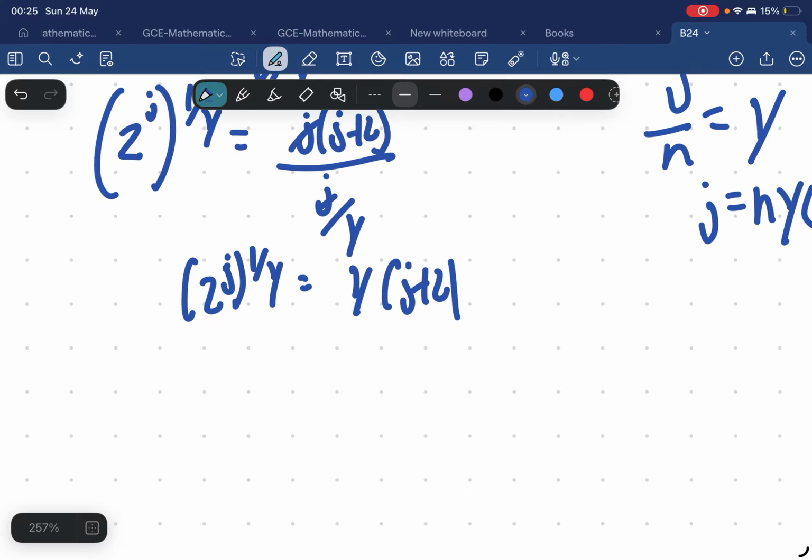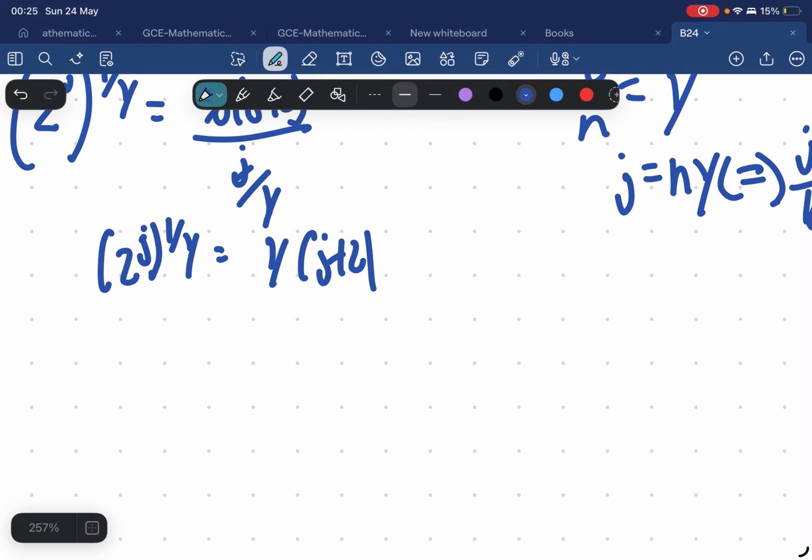Perhaps we raise both sides to the power of gamma, sorry. And we have 2j is equal to gamma, j plus 2 to the gamma. This is true.